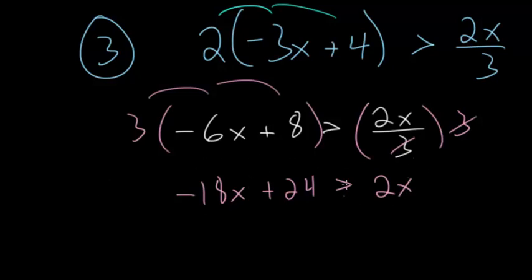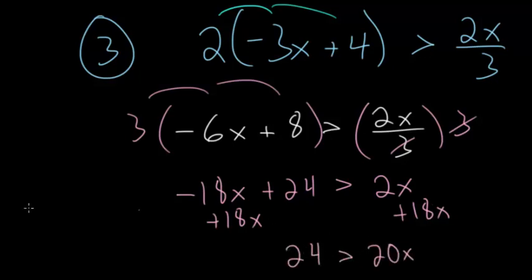And from here, I have to get all of the x's on one side of the equation. And if I want to avoid dealing with that other rule where if you multiply or divide by a negative number, you have to flip the sign, then what I would recommend is moving all of your x's to the side with more x's. So that would be this side, since there's actually a positive amount of x's here. And to move the minus 18x over there, I would just add 18x to each side of the equation, or I should say the inequality. And then we have 24 is bigger than 20x.